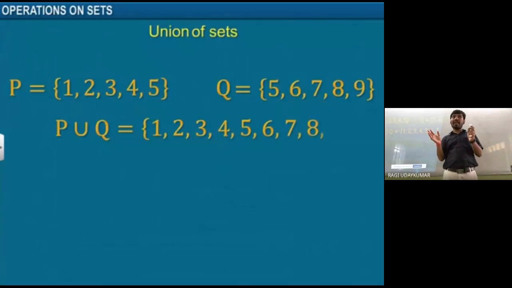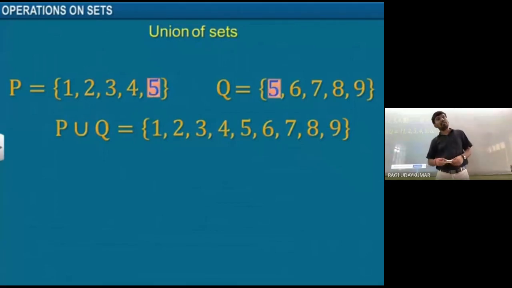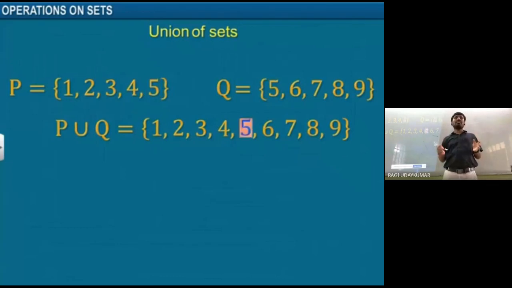What are the elements present in this set and that set? All should be written together, but they should not repeat. This has 4, 5, and that has 5 as well. So 5 should not be written two times, because as per the property of a set, it should not be repeated. So in P union Q, only one time should you write this 5. This is P union Q, the union of the two sets.